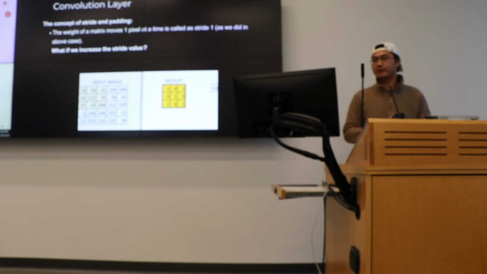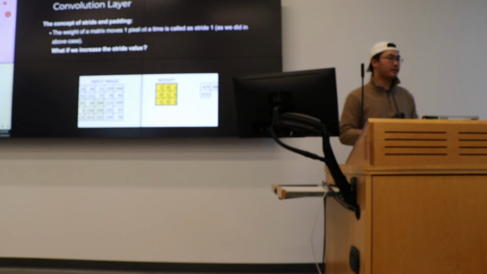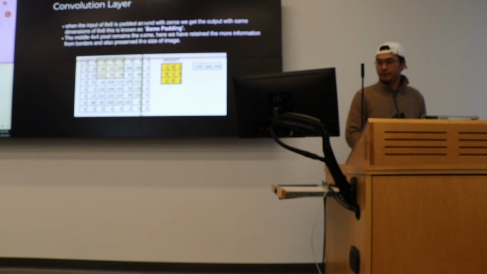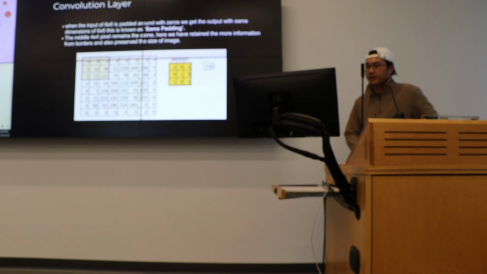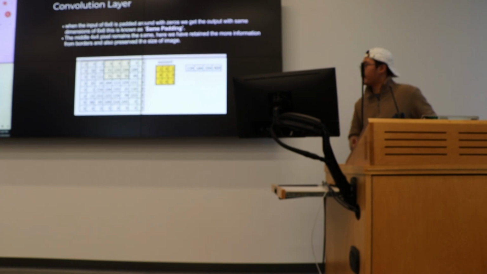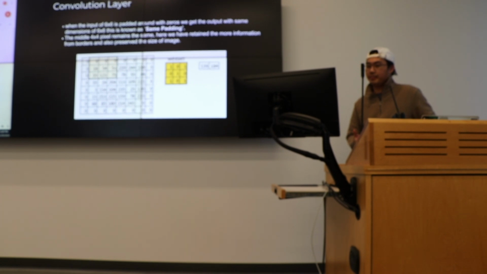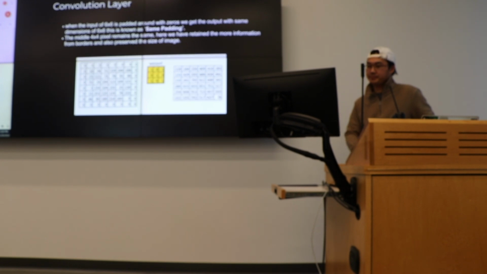So a solution to that would be padding. Essentially what we're doing is trying to add more than one layer of zeros around the image, and we can see that here. So when the input is now padded with zeros, we get something called same padding, in which the middle 4x4, which is our original matrix, will still remain the same.